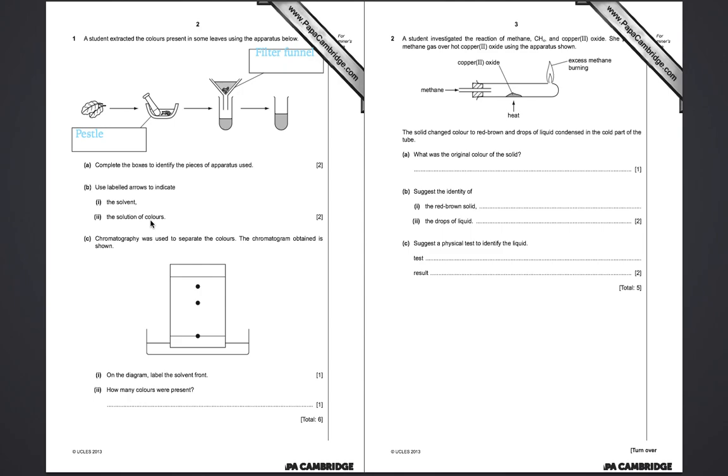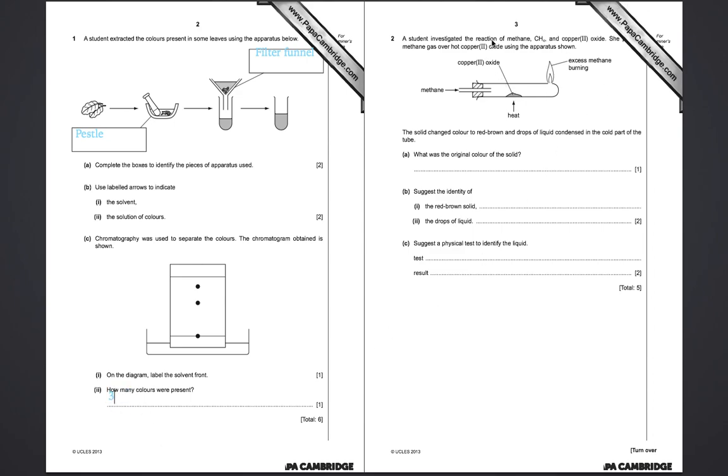Label the arrows to indicate the solvents. The solvents will be this one, the labeled arrow here. The solution of colors. This will be the labeled arrow number 2. Chromatography was used to separate the colors. The chromatogram obtained is shown. On the diagram, label the solvent front. This line at the top is the solvent front. How many colors were present? 1, 2, 3. So the answer here is 3.